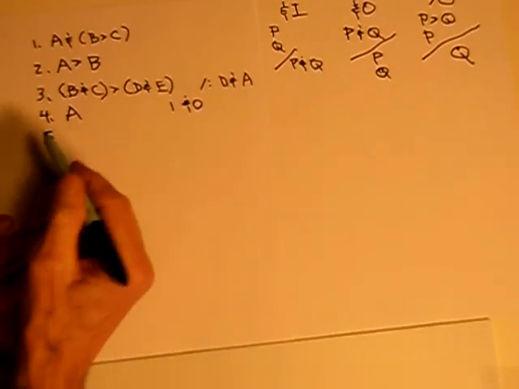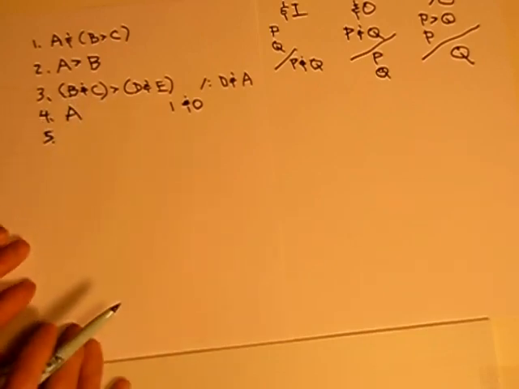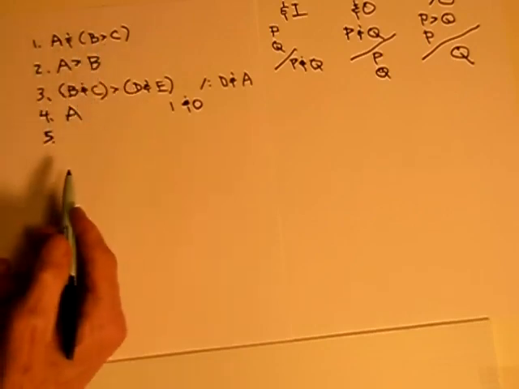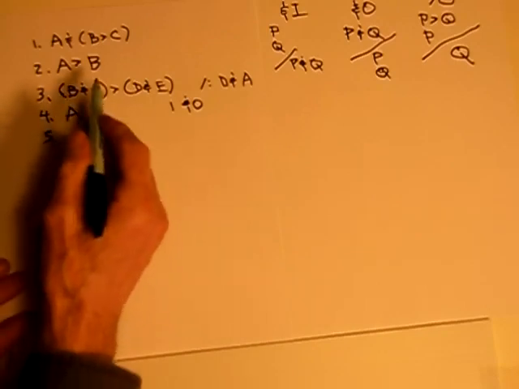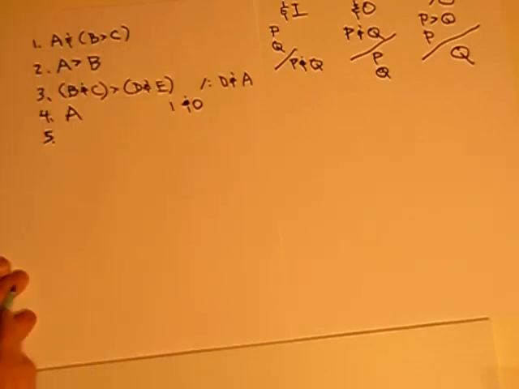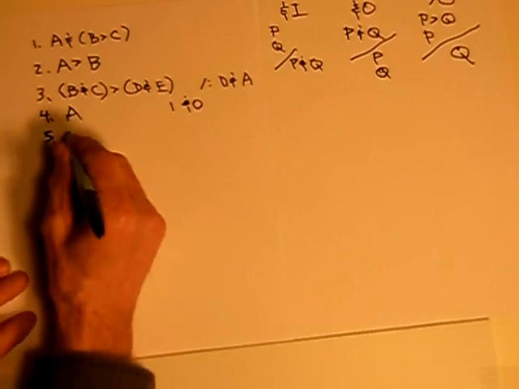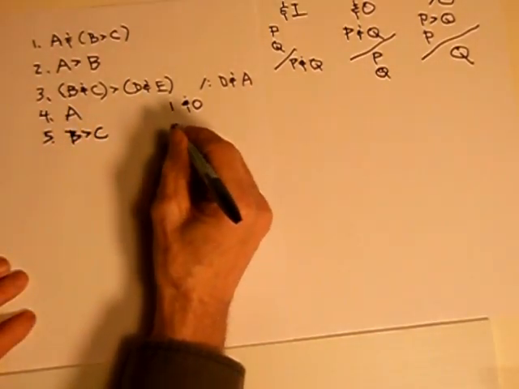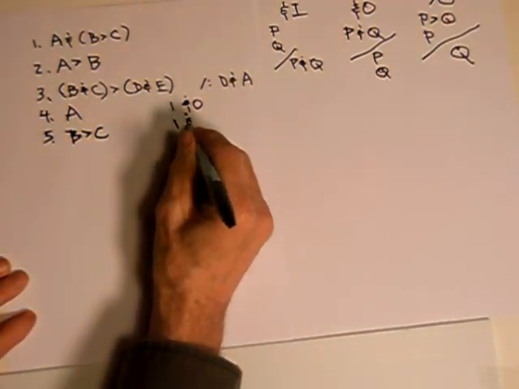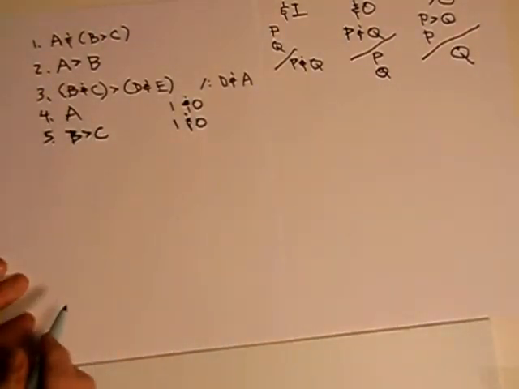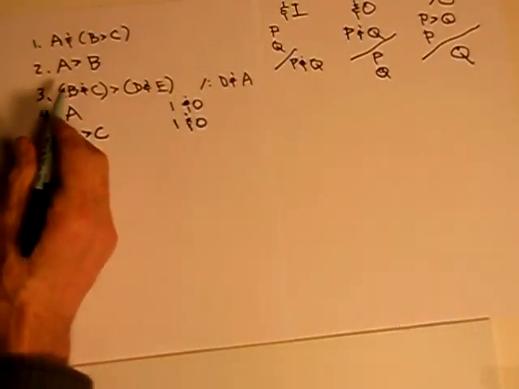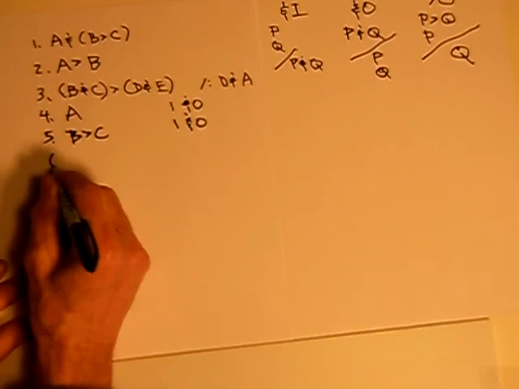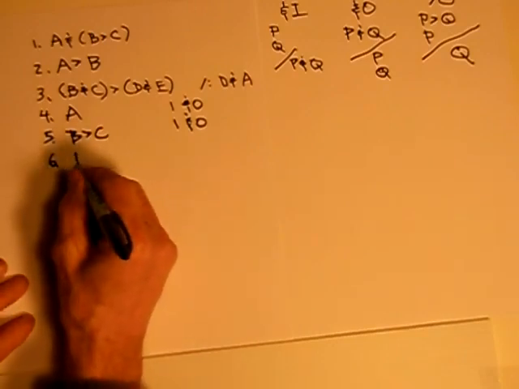To do that, we want to get the antecedent of line 3, B and C, and there's a B there, and there's a C there. So we want to get this out of line 1. That's not hard to do because it's conjoined with A. So again, 1 and out gets us B arrow C. And now we can get B from line 2 because we have line 2's antecedent.